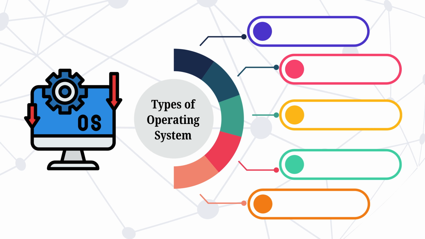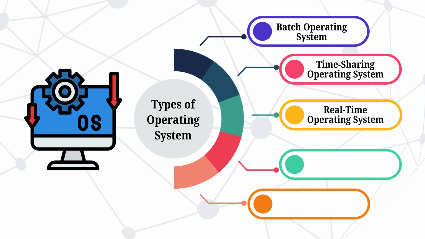Not all operating systems are the same. Ozzie has cousins for every situation. Batch OS, no user input, just job queues, classic mainframe style. Time sharing, it lets many users work at once, like old school Unix servers.